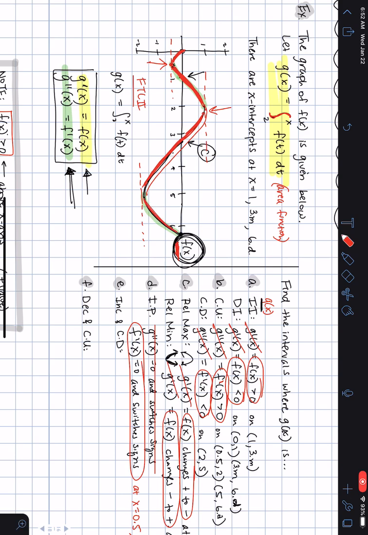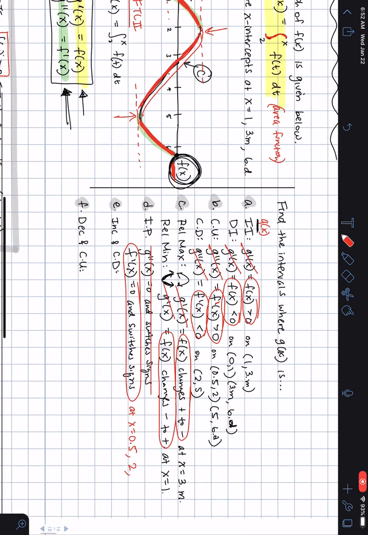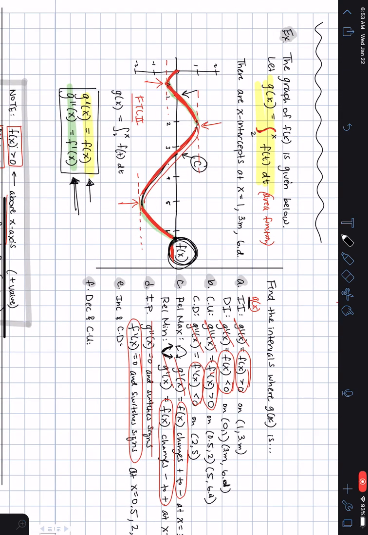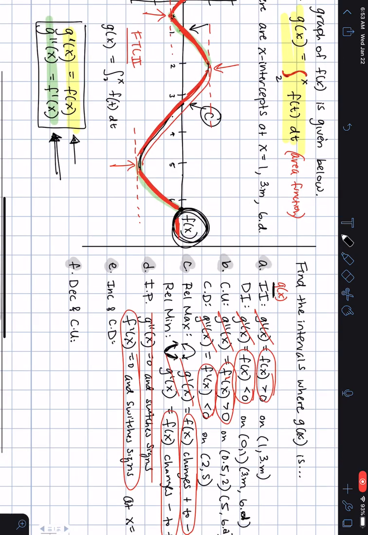And now, again, this is f. So f prime, or the slopes, are positive here, greater than 0. We also switch signs at x equals 5. I'm going to write that in black because it's hard to see. So we have 3 points of inflection for g at x equals 0.5, 2, and 5.